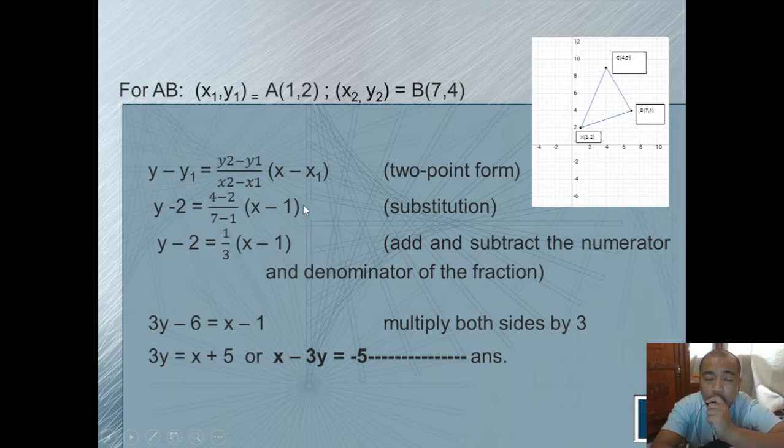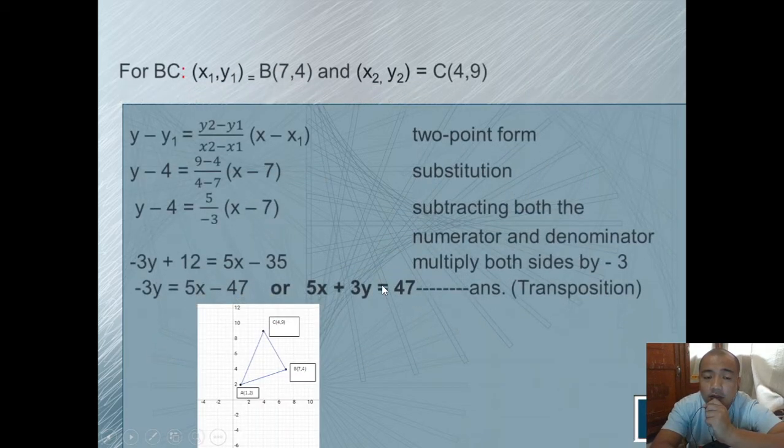Then from this equation, y minus 2 equals 1/3 times quantity x minus 1. Multiply this equation by 3, so that it becomes 3y minus 6 equals x minus 1. Then, okay, negative 1 plus 6 is 5, so it becomes 3y equals x plus 5, and by transposition, transpose the 3y here, it becomes x minus 3y, transpose 5 to the left side, equals negative 5. So the equation of the side AB is x minus 3y equals negative 5.